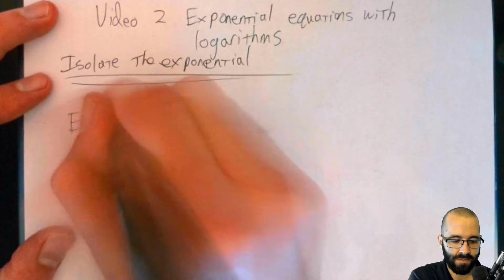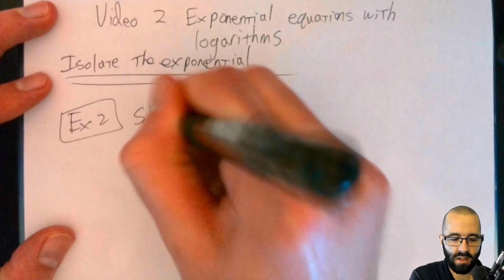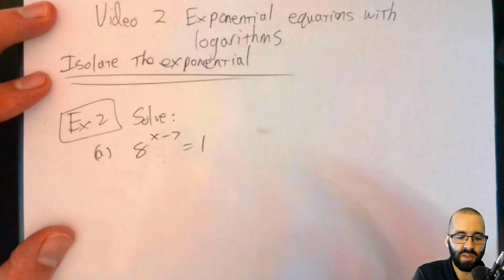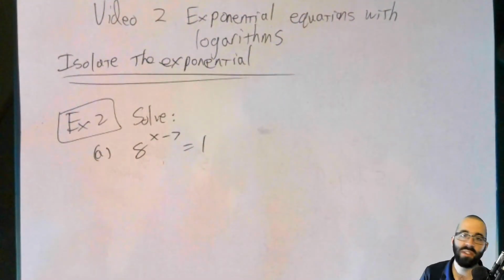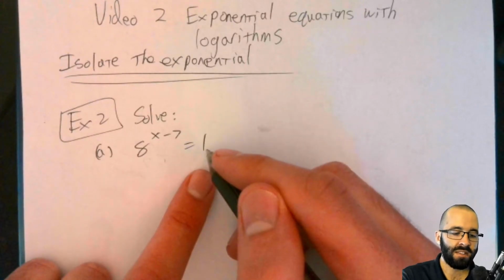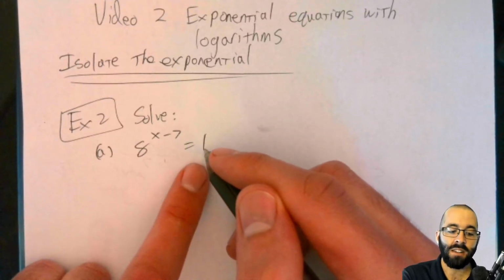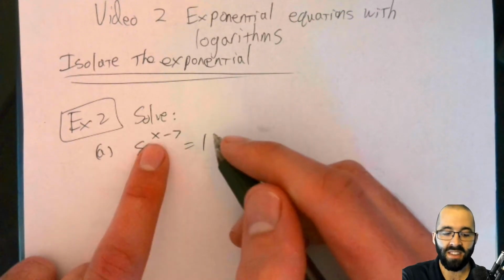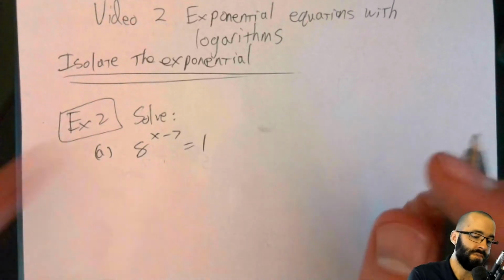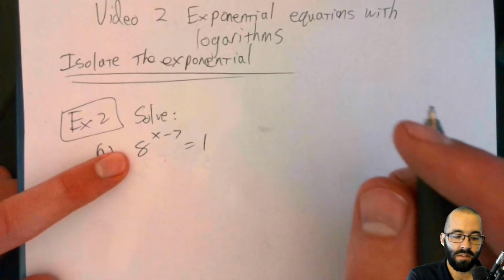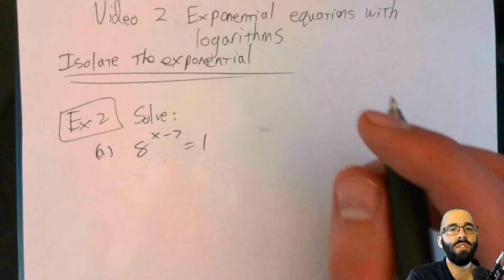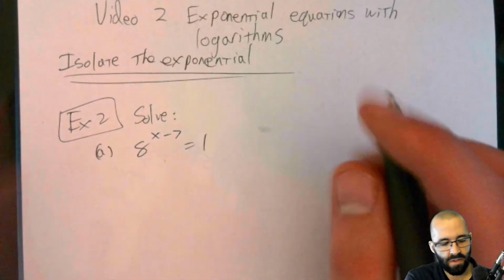All right, so example 2. Solve. Part A is going to be 8 to the x minus 7 is equal to 1. And we could do this one with the previous method in the previous video, right? We could rewrite the right-hand side as an exponential, 8 to the 0th power is equal to 1, and then set those exponents equal to each other. Or we could undo this. How do we undo an exponential? We take the logarithm. We convert this to logarithmic form is another way of doing it.